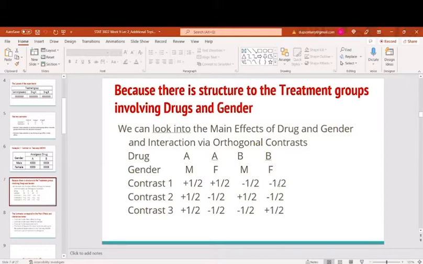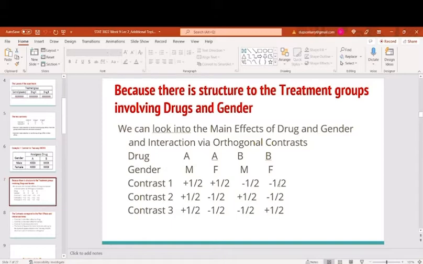Now, contrast 2 is testing, if you see positive half, another positive half is on male and male, and the negative half and half is on female. So you basically want to see whether there's a significant difference between male and female with regard to the drug. Because at times you could have a situation where some drug could work more efficiently on male than female. You basically want to see that, okay?